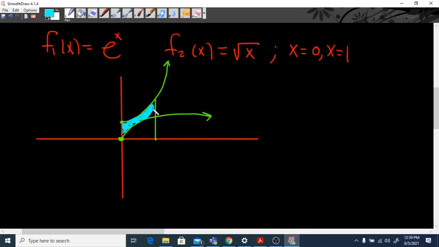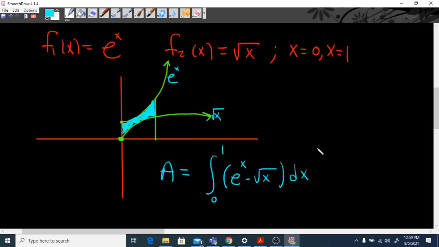Okay, so this region, once again, starts at x equals 0 and stops at x equals 1. The top function is our exponential, and the bottom function is our square root of x. So to find the area, we're just going to do the integral from 0 to 1, and then it's top minus bottom: e to the x minus the square root of x, dx.